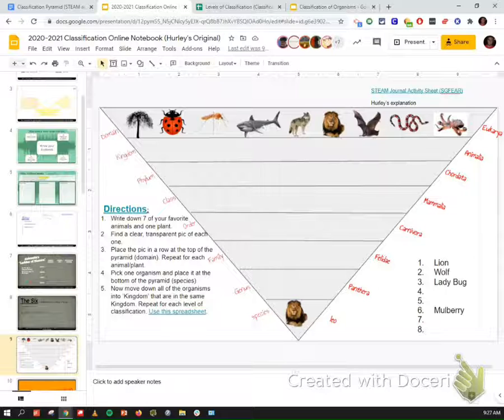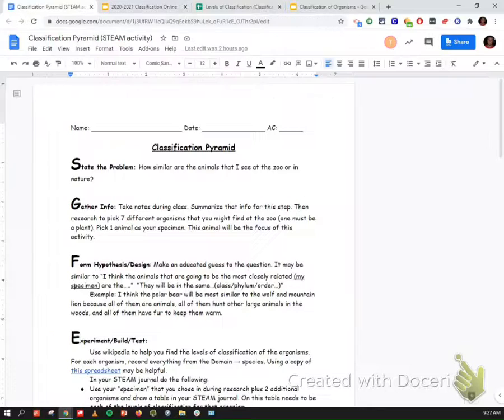So anyway, long term, down the road, Friday, you're going to be making a pyramid like this. But that's not where we're going to start. We're going to start with this document. So state the problem. In your notebook, you should have already updated your table of contents. And now you should be on whatever page you said you're going to be for your table of contents. And at the top, it needs to say classification pyramid activity, just like it does in the table of contents.